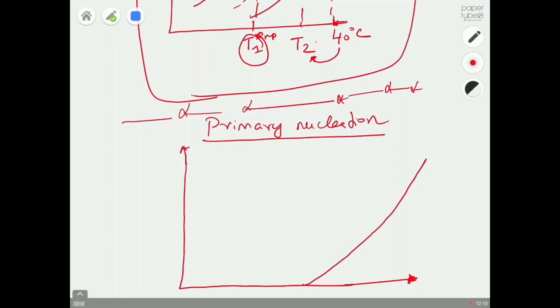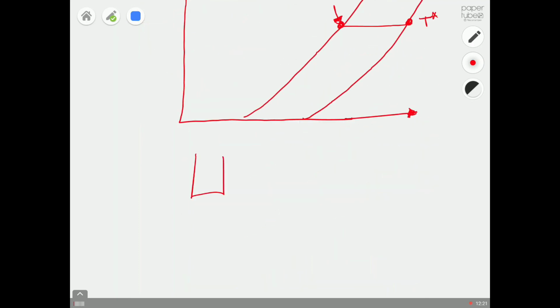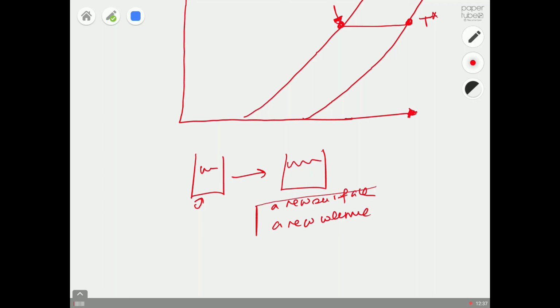So draw your solubility line, draw your metastable zone width line. You start from some point, the saturation temperature, you cool across the metastable zone width, and you form new crystals. You start from a clear solution, and from the clear solution you make a new surface and then a new volume. We call this primary nucleation. At least for me, this is primary nucleation.